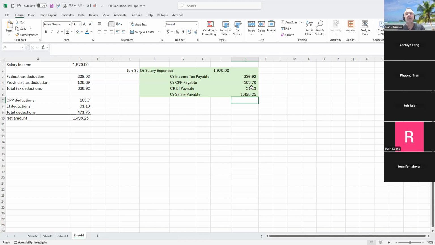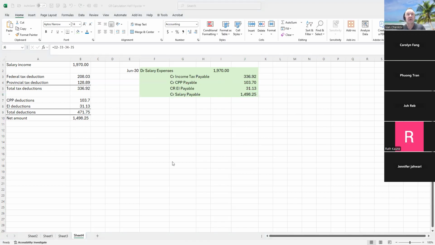Now I have to make a transfer. First I have to pay the Canada Revenue income taxes, pension plan I have to pay this amount, employment insurance I have to transfer this amount, and pay the employee that amount. Make sense?